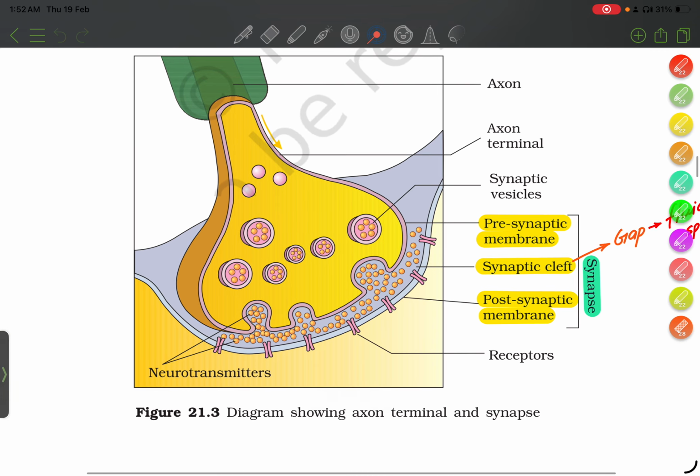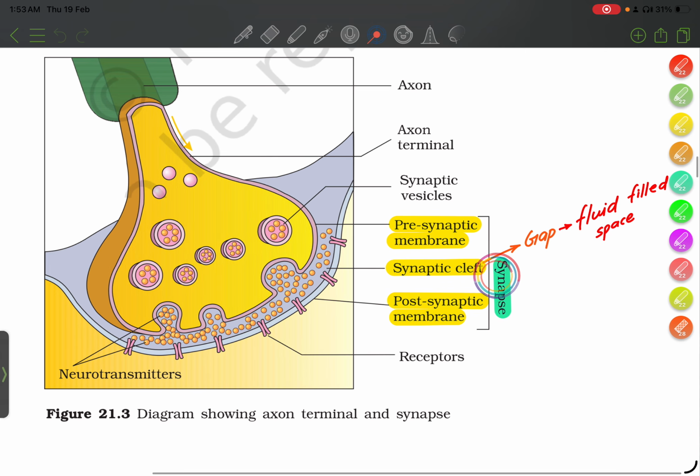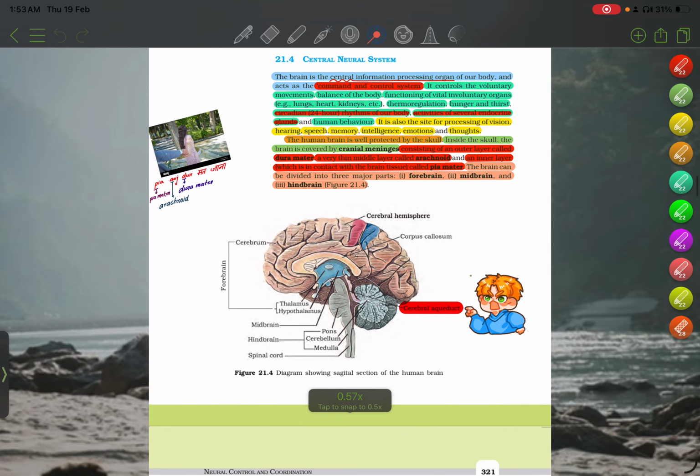This is figure 21.3. This is the axon terminal, synaptic vesicle, presynaptic membrane, postsynaptic membrane, and synaptic cleft. This is the receptor. Pre, post, and synaptic cleft together form the synapse. The gap, the synaptic cleft in a chemical synapse, is a fluid-filled space.